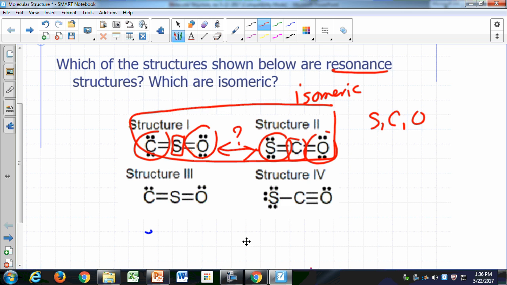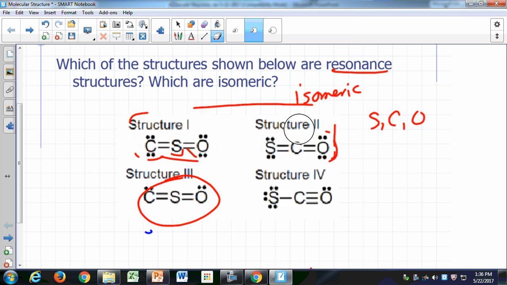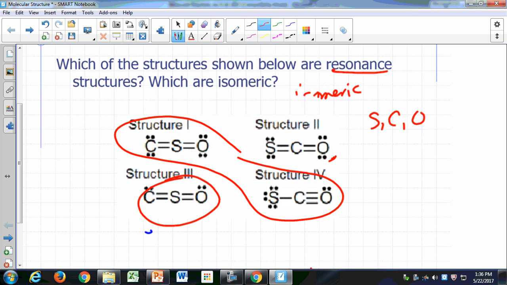Now, structure 3 doesn't have an isomer, because structures 1, 2, and 4 have 16 electrons, and structure 3 has only 12 electrons. Can you consider structures 1 and 4 isomers? Yes, they are also isomers. It's just that the atoms are connected differently.